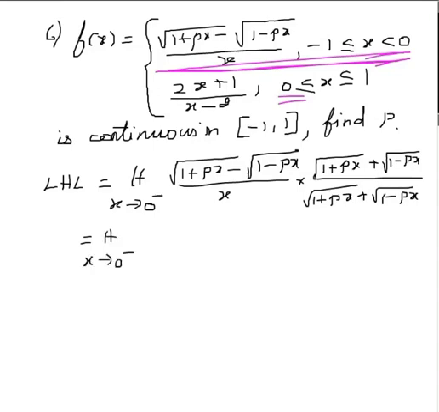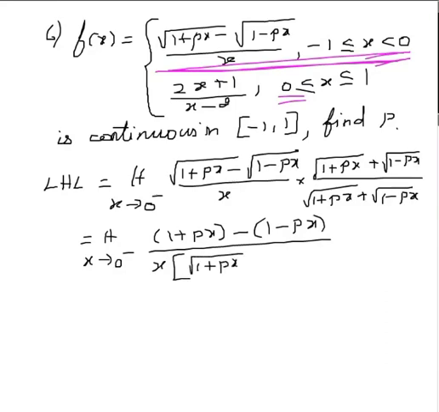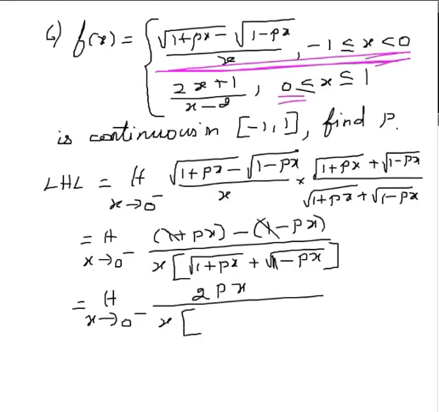Limit x tending to 0 of (a minus b)(a plus b) is a square minus b square, divided by x times this factor. One could be cancelled. Now the numerator is 2px, divided by x times root of 1 plus px plus root of 1 minus px. Cancel the x term. Now I can apply the limits.